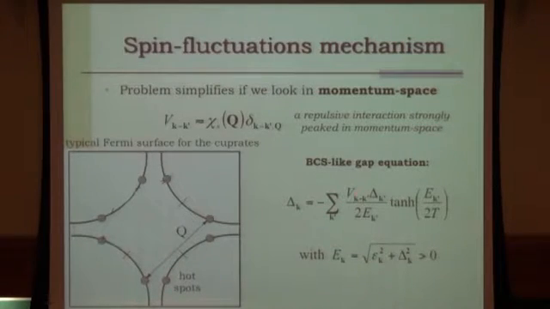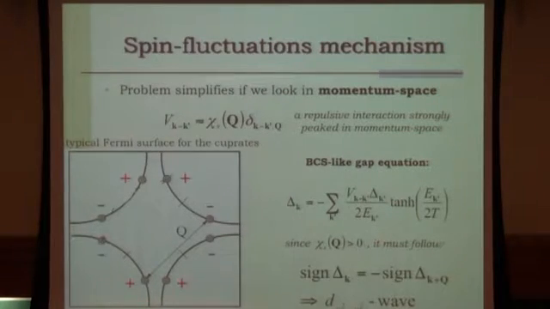If I have attraction, V is negative, I can put delta independent of k and k prime and solve that; that's the s-wave. And if I have a repulsion peak at k prime equals k plus Q, then the only way of solving this is if I change the sign of my wave function from k to k plus Q. Then I can solve this equation, because this V is peaked at Q.